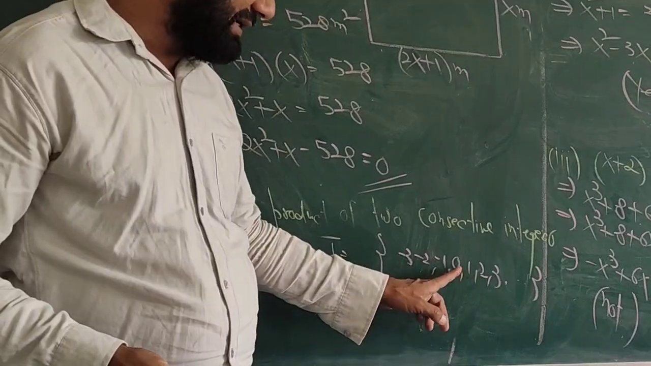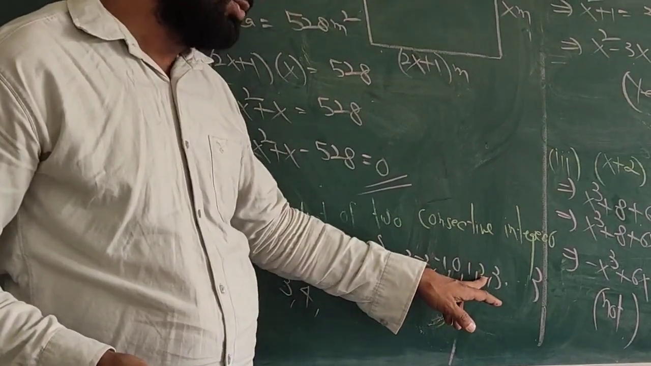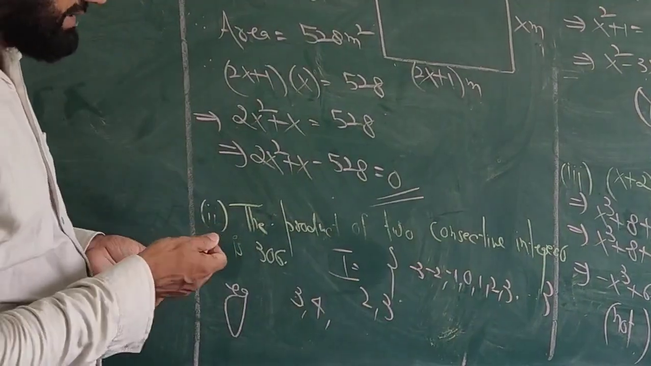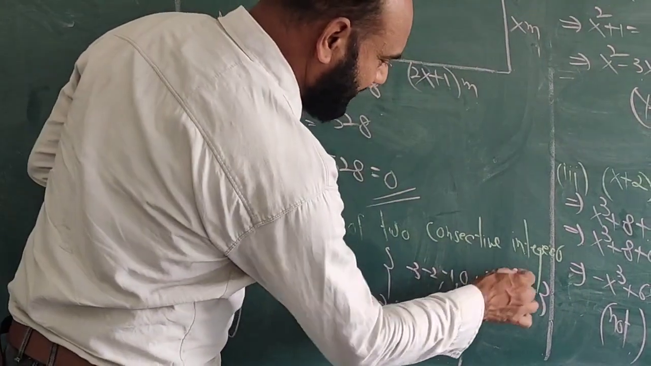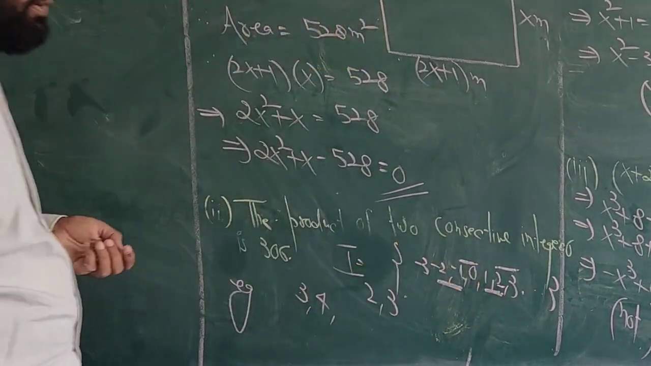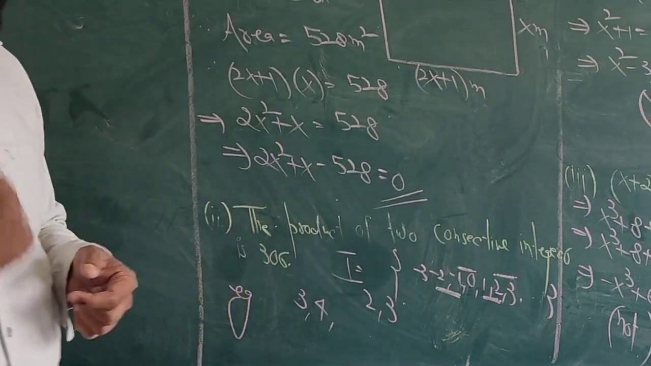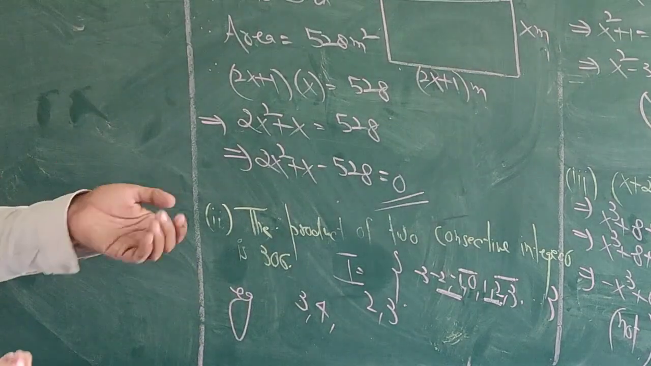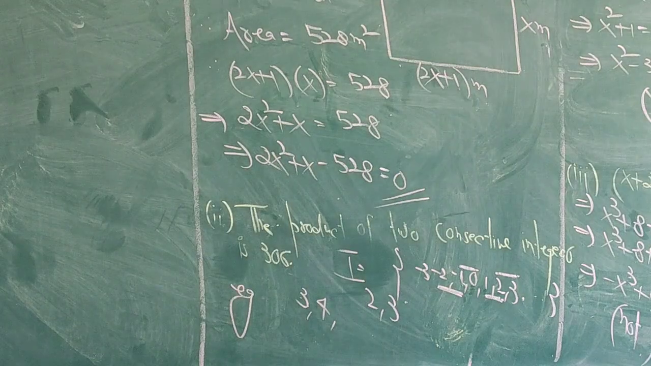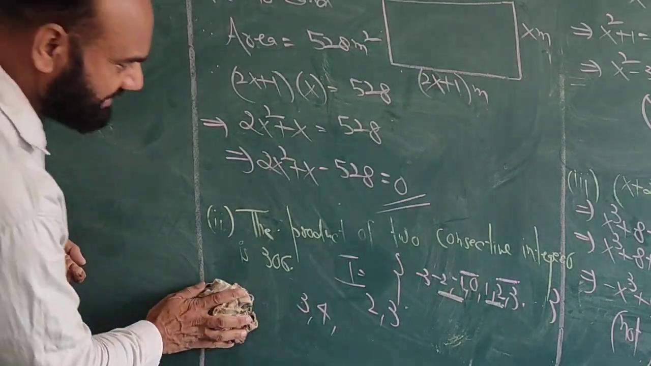When the first integer is 0, then the second is 1; when the first is 1, then the second is 2; when the second is 2, then the other is 3. So in consecutive integers, for example 2 and 3, 1 and 2, minus 1 and 0, minus 2 and minus 1, we see the difference between consecutive integers is always 1. So when we assume the first integer is x, then the second integer must be x plus 1.